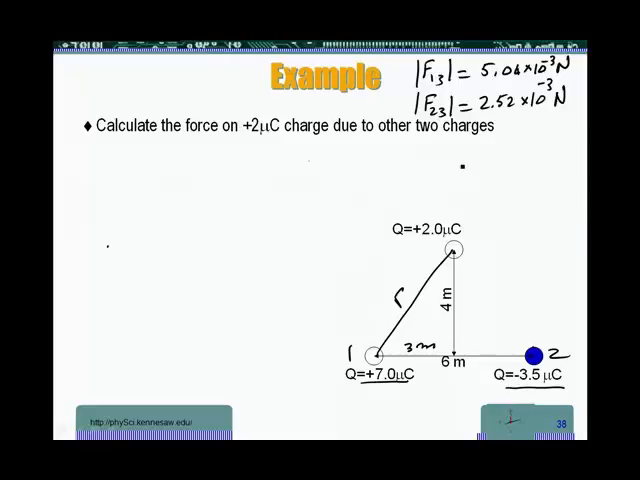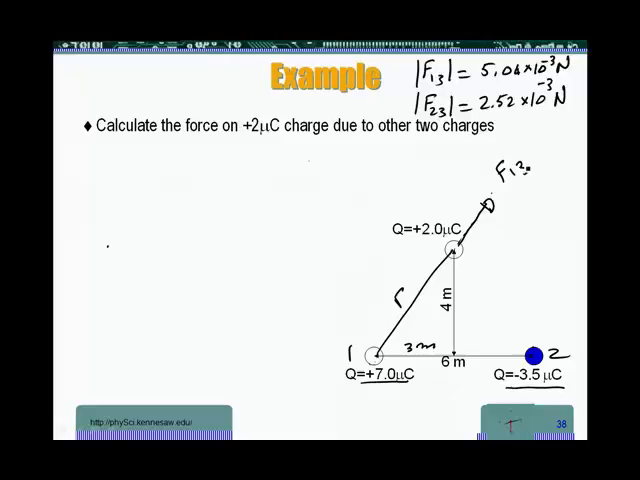Okay, so now let's check what's going to happen with the forces. F13, that's the force exerted by charge 1 on charge 3. Now these two charges are identical, so they are going to repel. That means that the force is going to be along the direction of R, but moving away from charge 1. That's the direction of F13.